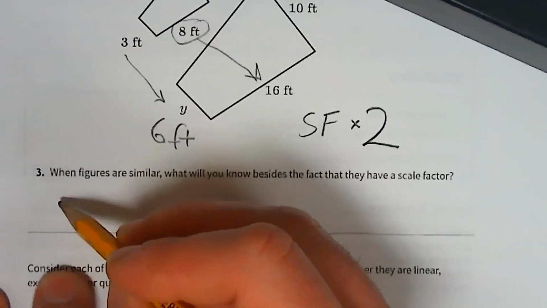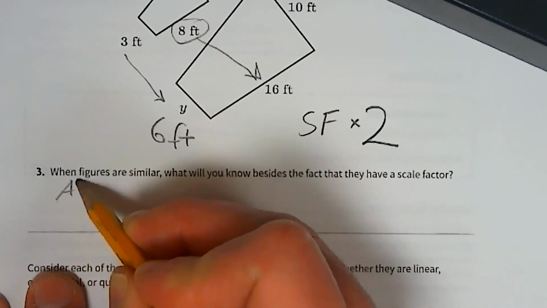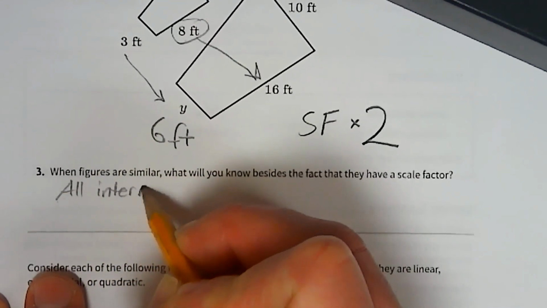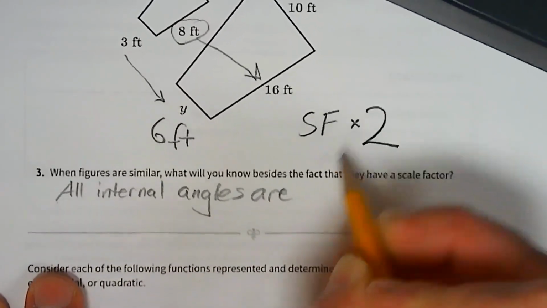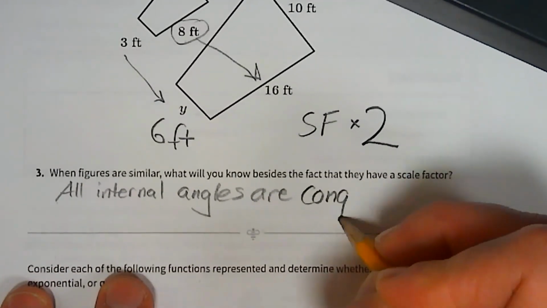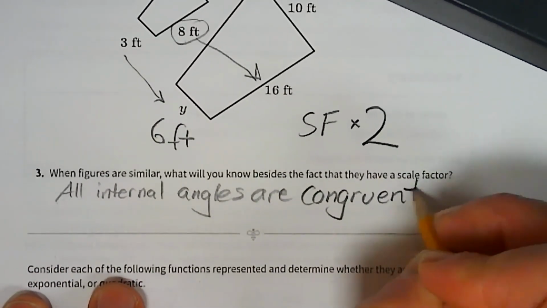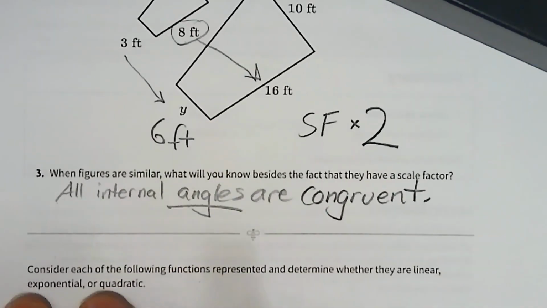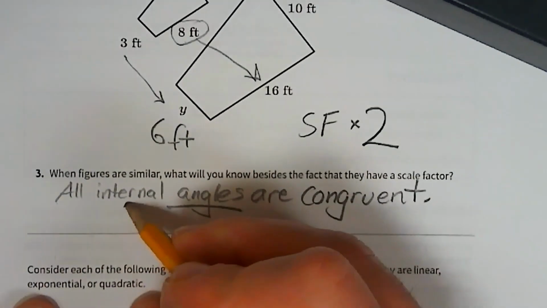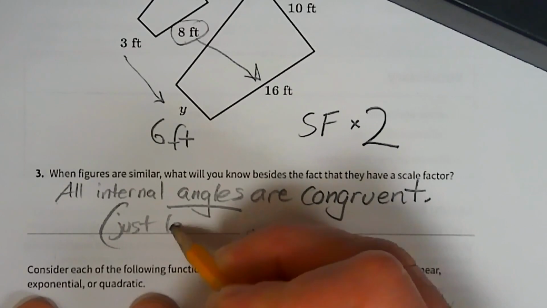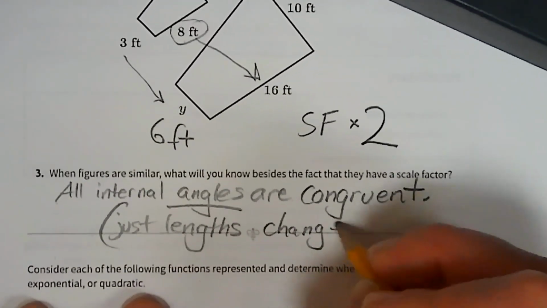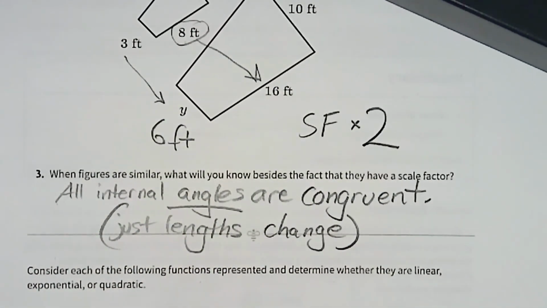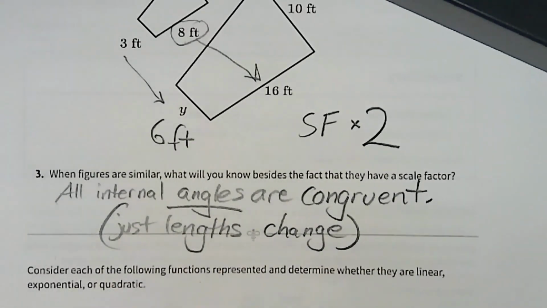When figures are similar, what will you know besides the fact that they have a scale factor? We also know that all internal angles are congruent. The external ones too, but let's focus on the inside of the shape. The angles don't change, just lengths. And that reminds me of regular polygons, because regular polygons all have the same angles.